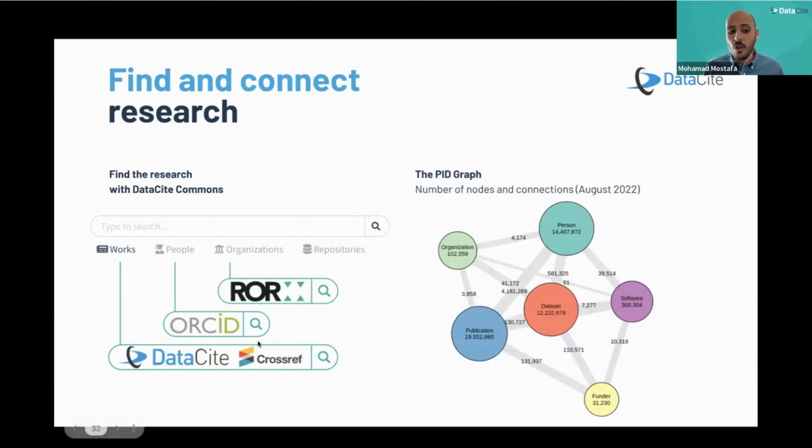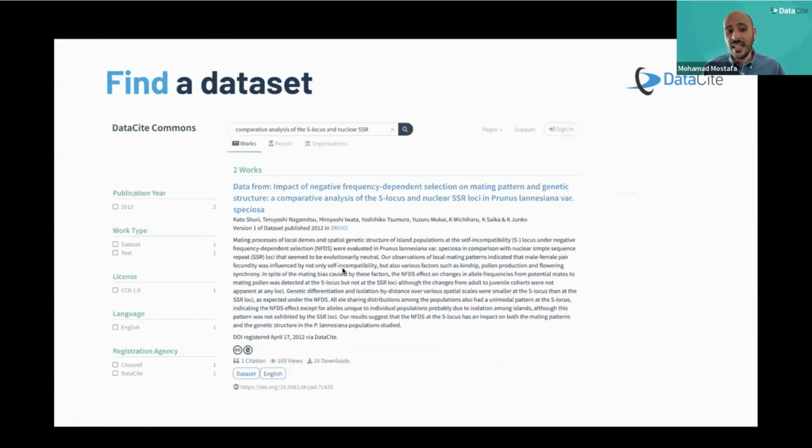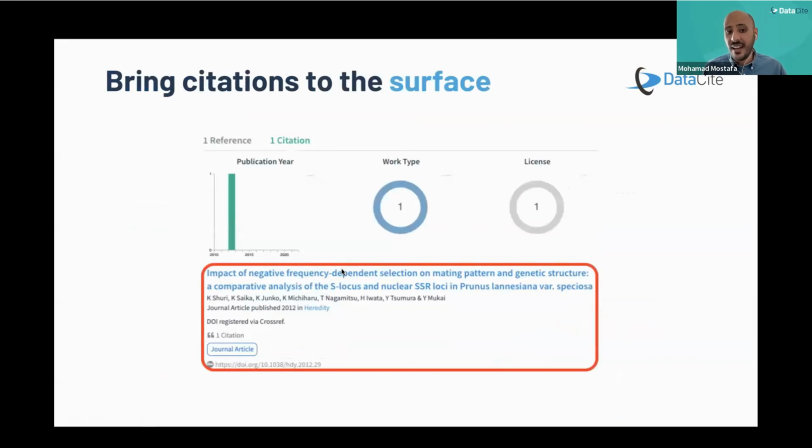And within Commons as well, it's integrated with ORCID. So as a contributor, for example, if you have a data set listed in DataCite Commons, you can add that work once to your ORCID, and then your ORCID record will be updated as well. And it's integrated with ROR and with the repository registry re3data. So you can find a data set through DataCite Commons. You can also track the citation.